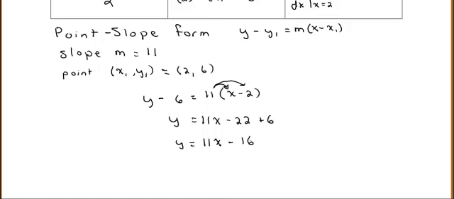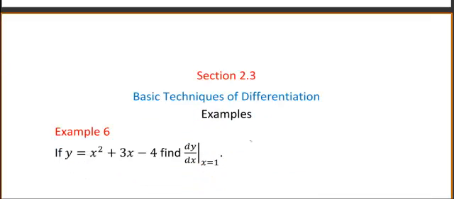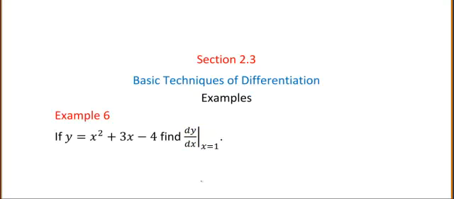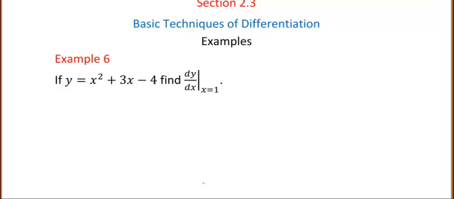Okay, all right, let's go on to another example, and the other example says this. Let's for this function y is equal to x squared plus 3x minus 4, find dy dx, and this notation again, what does that mean? Dy dx evaluated at x is equal to 1. So the first thing we'd have to do is find dy dx.